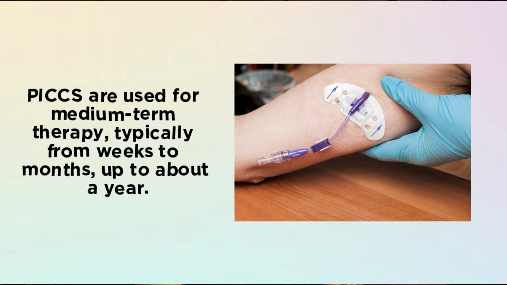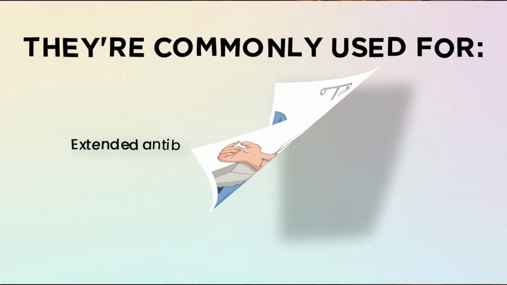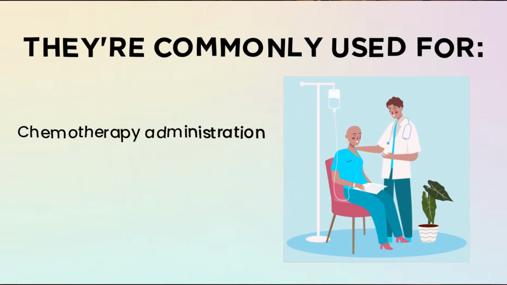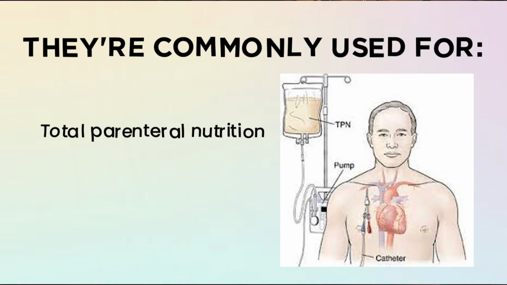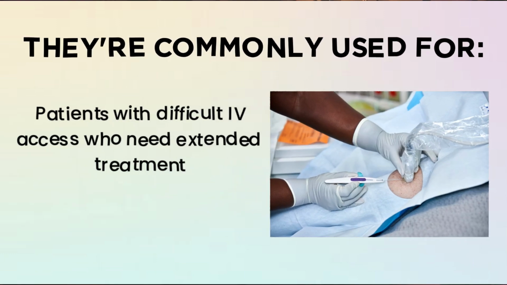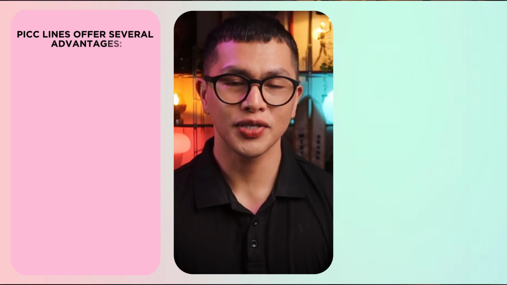PICCs are used for medium-term therapy, typically from weeks to months, up to about a year. They're commonly used for extended antibiotic therapy, chemotherapy administration, total parenteral nutrition, frequent blood sampling, and patients with difficult IV access who need extended treatment. PICC lines offer several advantages.